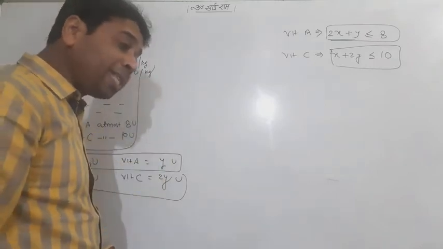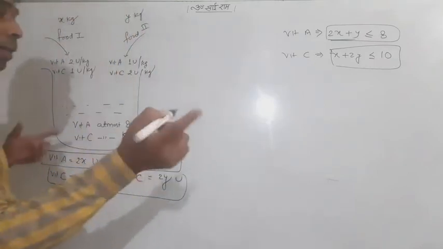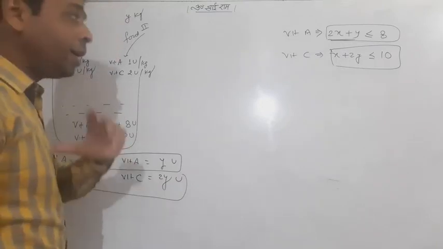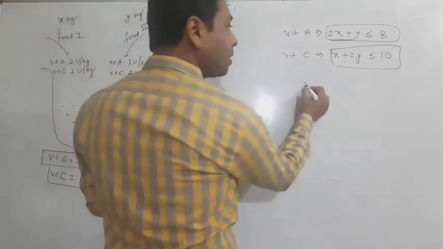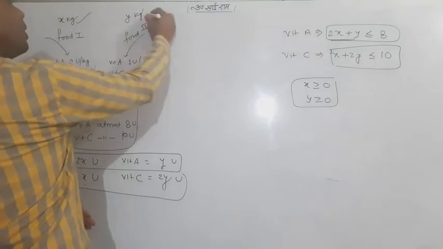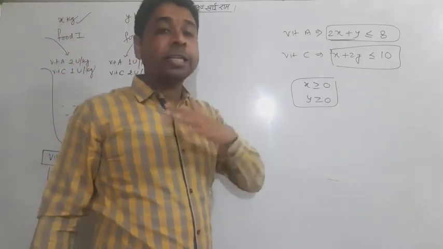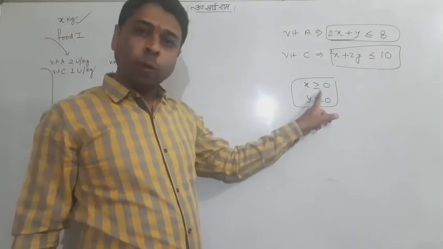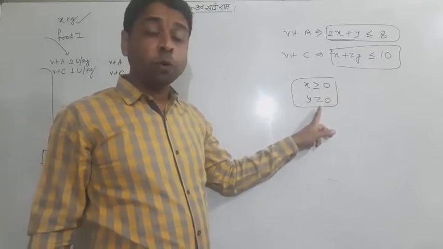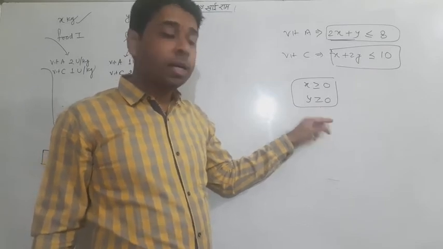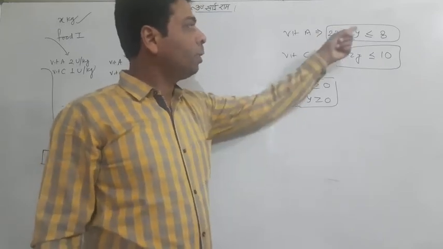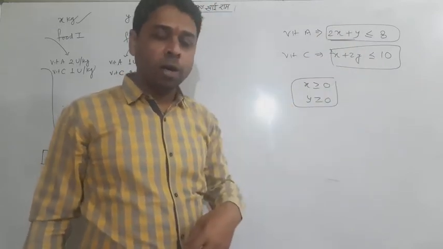First, two things you always have to assume: in the mixture, the quantity of food 1 taken is x kg and of food 2 is y kg. Since x and y are quantities, they cannot be negative. The quantity may be zero, but it is never negative. So whenever you assume x and y initially, take x greater than or equal to 0 and y greater than or equal to 0. So we already have four inequalities.